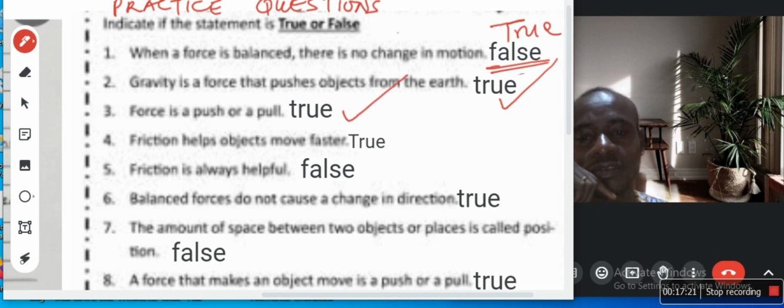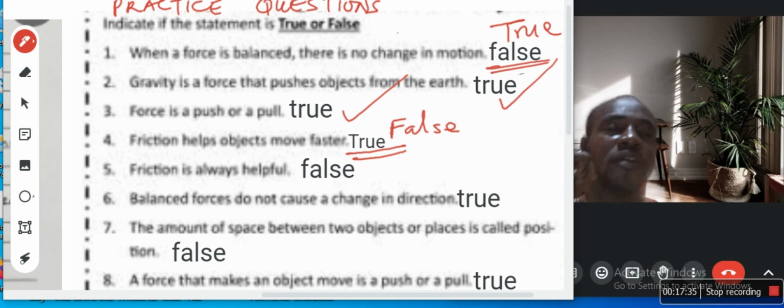That's correct. Friction helps objects move faster. Does friction help objects to move faster? Nope. But you wrote true. It doesn't help objects to move faster. I told you it usually slows an object down. Slows down a moving object.